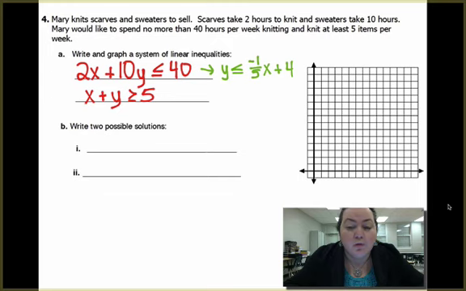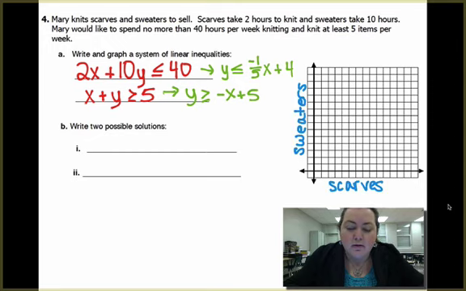She says she wants to spend no more than 40 hours. And then scarves plus sweaters has to be greater than or equal to 5, because she wants at least 5 items. I'm going to put those both in slope-intercept form. I'm going to label my axes. Okay, I'm going to go up to 4, down 1 over 5. Draw that line. I'm going to go up to 5, and I'm going to go down 1 over 1.